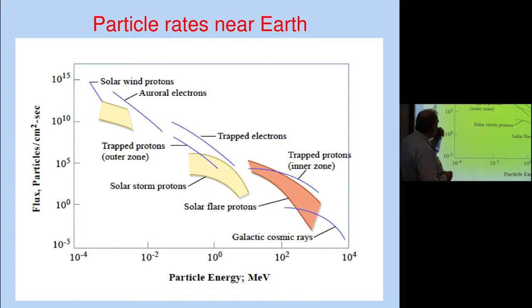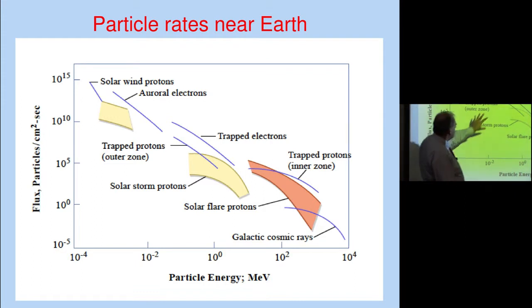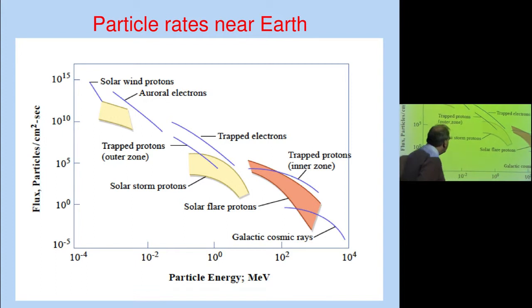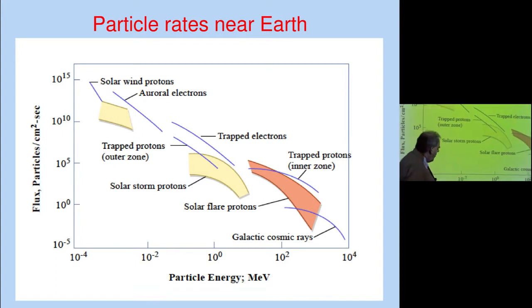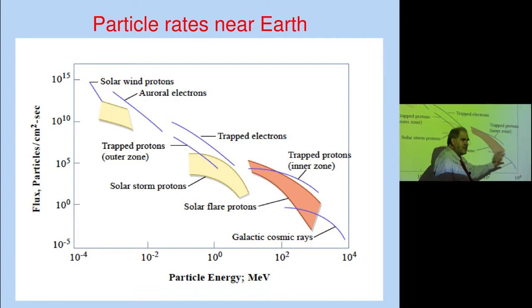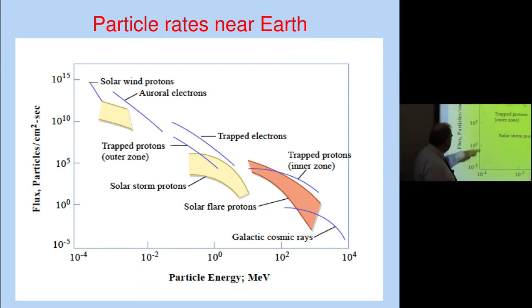And you look at where these particles are. We've got the solar wind particles that are at lower energy but very high rates, billions of particles per square centimeter per second. We've got particles that are trapped in our belts around the Earth that are somewhere in the neighborhood of a mega electron volt. And we've got galactic cosmic rays, which are at very high energy, but at a rate that's pretty low. So this is 1 particle per square centimeter per second.